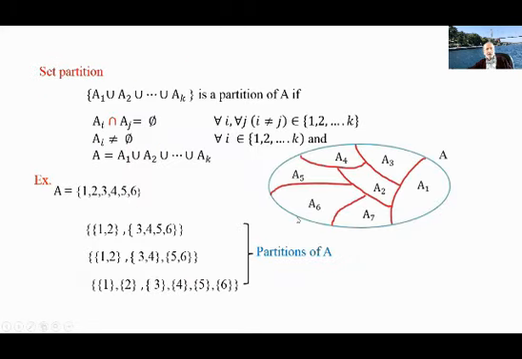Set partition: basically you have a set and you cut it into pieces. Each one of these pieces is not empty, any two of them are disjoint, and if you take the union of all of them, you get A. Pretty straightforward. Here's an example, 1, 2, 3, 4, 5, 6. This is one example of a partition. This is another example of a partition. This is another one. There's a whole bunch of them, and so on and so forth. Those are partitions of the set A.